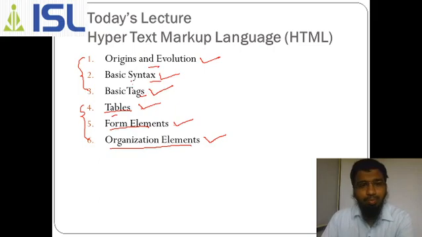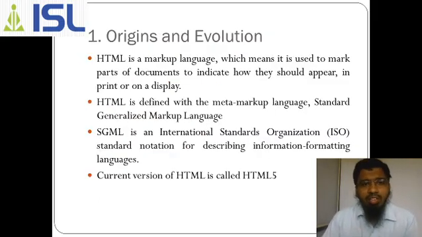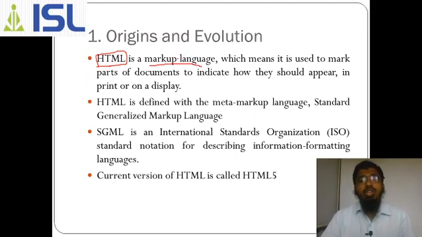Okay, now move to the next. What is HTML? The first one is origin and evolution. HTML is a markup language, which means it is used to mark parts of the document to indicate how they should appear in print or on display. What is the main important thing for HTML? Why are we using HTML? It is used to develop web pages. And this is a markup language. How it should be printed and how it should be displayed on the web, it will decide.